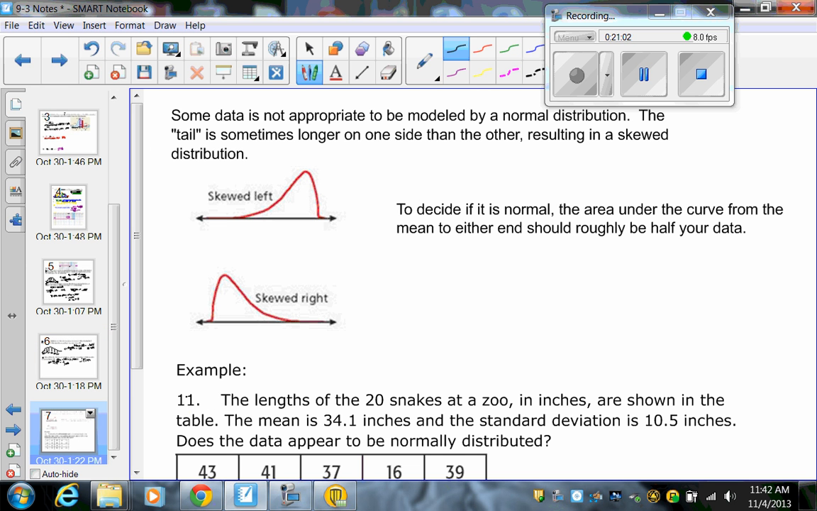Last example, which is example 12, is talking about skewedness or if a normal model is appropriate. So it says that some data is not appropriate to be modeled by a normal distribution. The tail is sometimes longer on one side than the other, resulting in a skewed distribution. If you notice, if something is skewed to the left, the tail is on the left while the hump is on the right. And if something is skewed to the right, the tail is on the right and the hump is on the left. So then it says to decide if it is normal, the area under the curve from the mean to either end should roughly be half of your data.